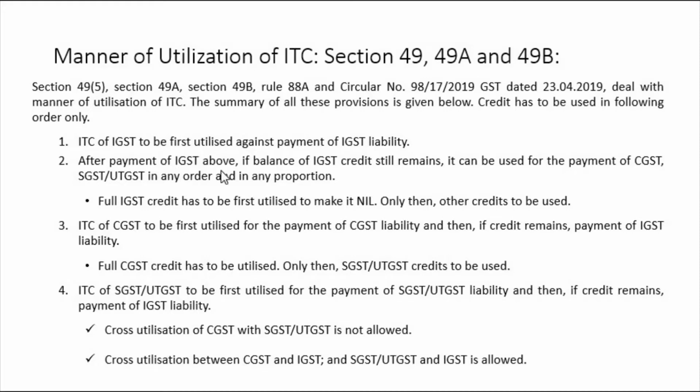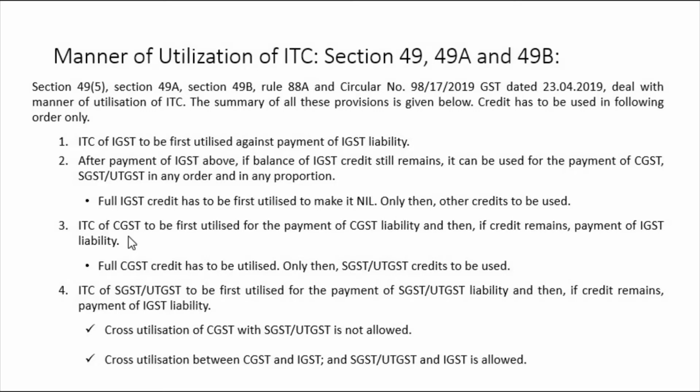After payment of IGST above, if balance of IGST credit still remains, it can be used for payment of CGST, SGST or UTGST in any order and in any proportion. Right, we will solve some numerical problems on this so that you will understand it better. Full IGST credit has to be first utilized to make it nil. Okay, first IGST credit has to be utilized and made 0, and then only other credits can be used.